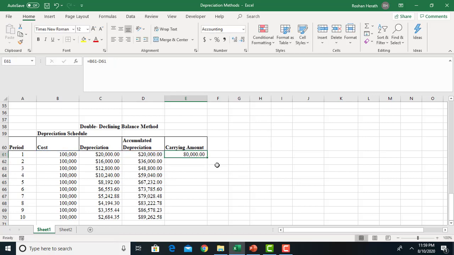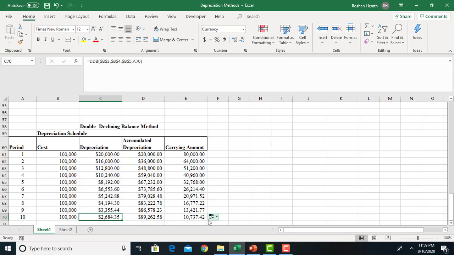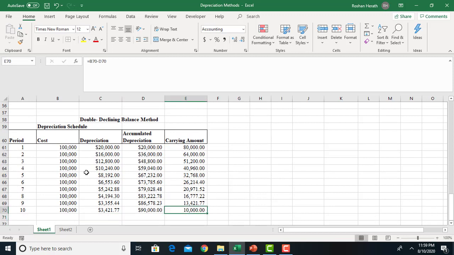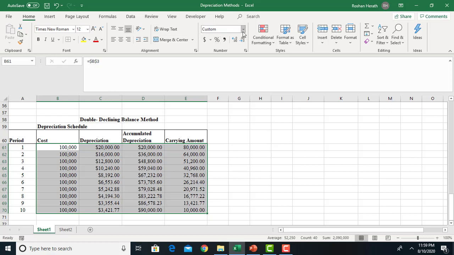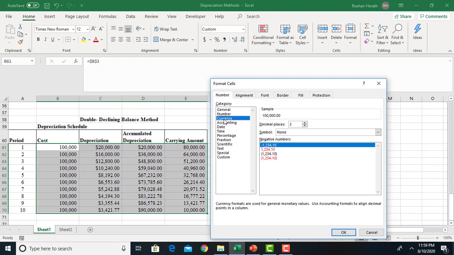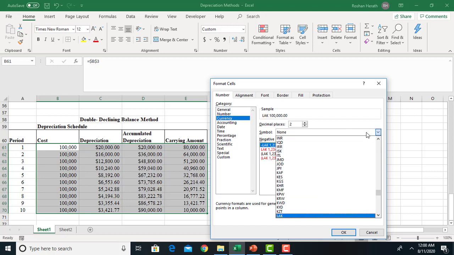So it is 80,000. You can simply take this down. Again, the rounding difference comes. You can easily adjust it over here. If you add more depreciation of 737.42 to the 10,000, it is going to be exactly 10,000. Now you can even format this as currency. That is clear, right?